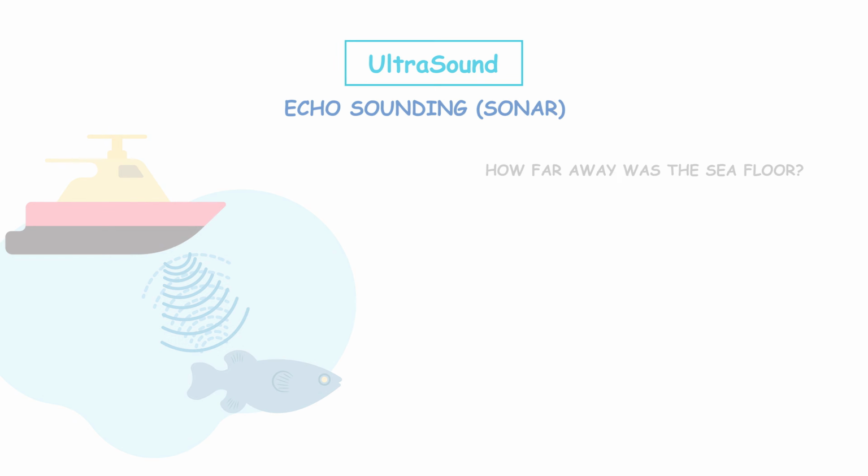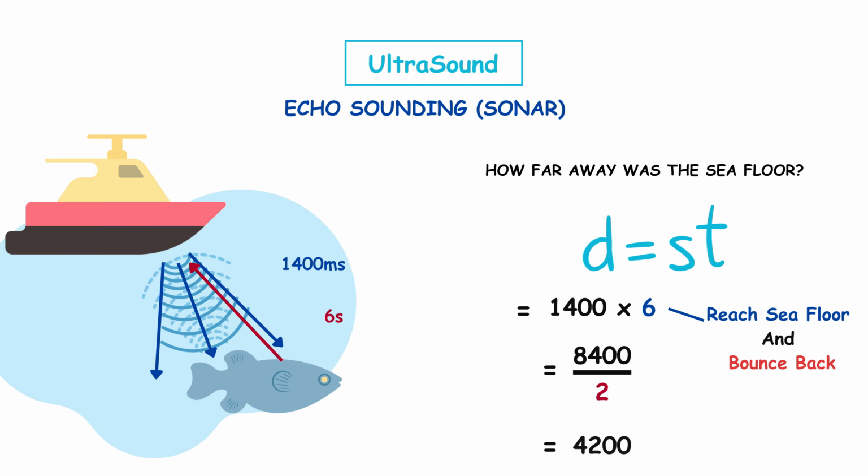The final major use of ultrasound that we will examine today is in sonar and echo sounding, which are methods used by boats and submarines to determine the distance to the seafloor or to detect underwater objects. In this method, a submarine, for example, sends out a pulse of ultrasound which travels through the water at a speed of approximately 1,400 meters per second. If that pulse reflects off the seafloor and is detected back at the submarine 6 seconds later, we can use the formula distance equals speed multiplied by time to calculate the total distance traveled by the sound wave.